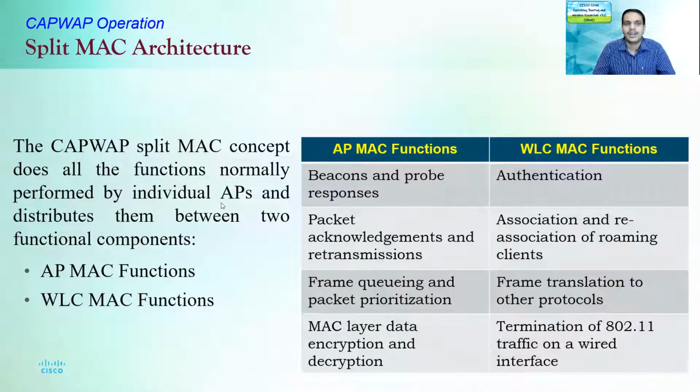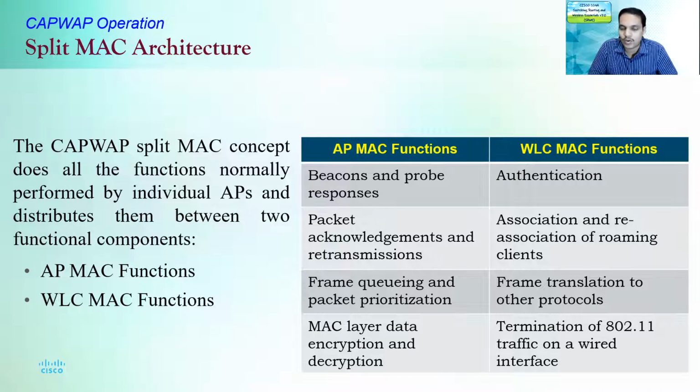The CAPWAP split MAC concept takes all the functions normally performed by individual access points and distributes them between two functional components. The first is the AP MAC functions and the second is the WLC MAC functions. You can see in the table that the access point MAC functions include beacons and probe responses, whereas the WLC MAC functions include authentication.